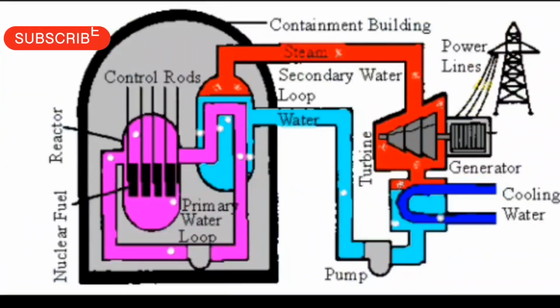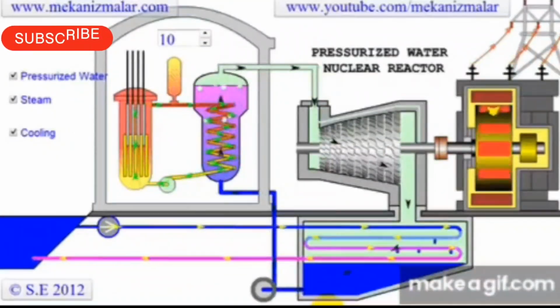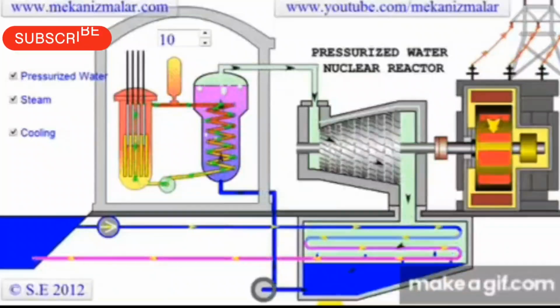Conclusion. To summarize, a nuclear power plant works by splitting atoms to release heat, turning water into steam, spinning turbines, and generating electricity, all while following strict safety protocols to protect the environment. It's a powerful example of how science and engineering come together to fuel our modern world.